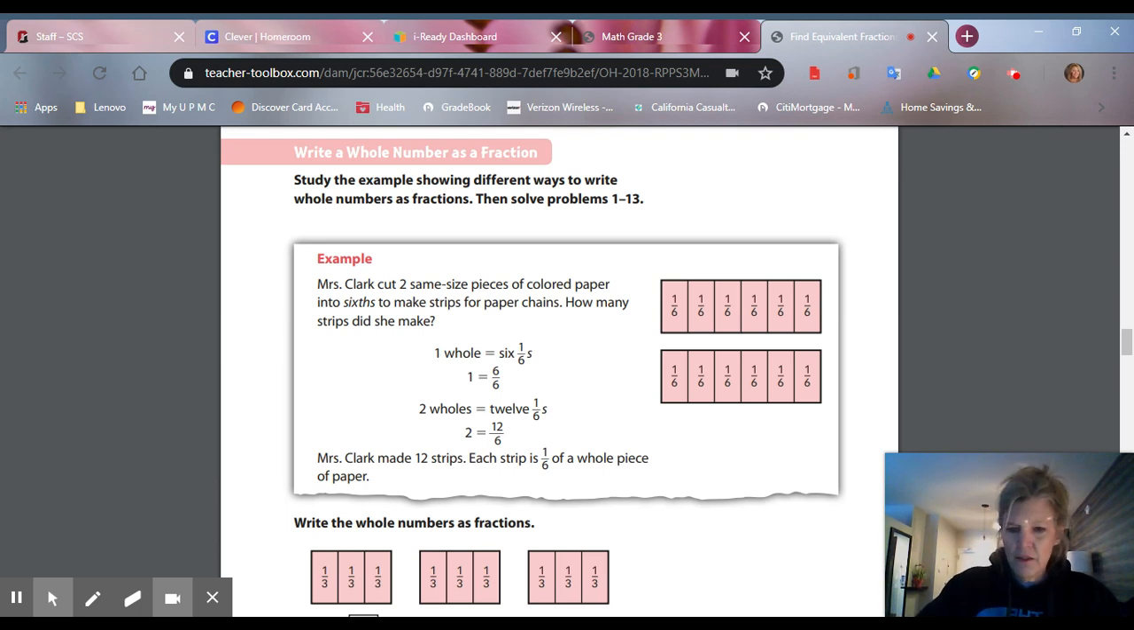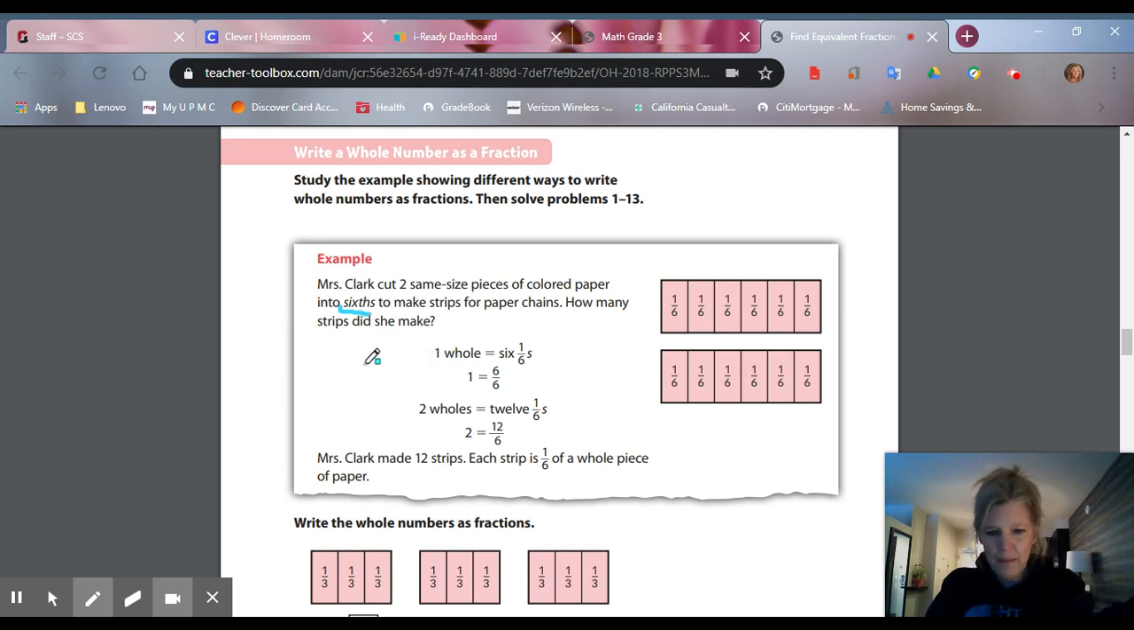Mrs. Clark cut 2 same-size pieces of colored paper into sixths to make strips for paper chains. How many strips did she make? She cut 2 same-size pieces of colored paper into sixths. Sixths, S-I-X-T-H-S, sixths. To make strips for paper chains, how many strips did she make? Well, let's take a look at this.